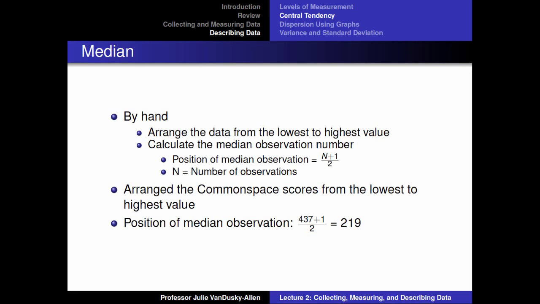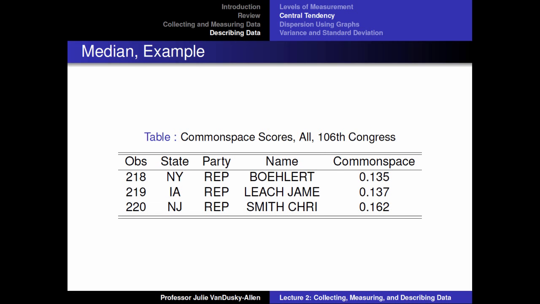So I arrange the Commonspace scores from the lowest to highest value. Then I calculate the position of the median observation. We have 437 observations. 437 plus 1 is 438, and 438 divided by 2 is 219. So we should look for observation 219 for our median value. Observation 219 takes on a value of 0.137. So the median is 0.137.